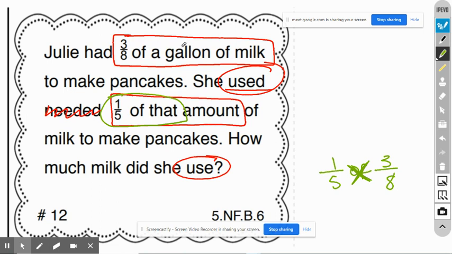What I want you to pay attention to is what you are going to see when I go to the next one. Okay, in this one, she has 3/8 of a gallon of milk. She used 1/5 of it. 1/5 of it. Okay, so then it's multiplication. You write it like that. I'm going to show you another one that is going to be subtraction, for you to see the difference.